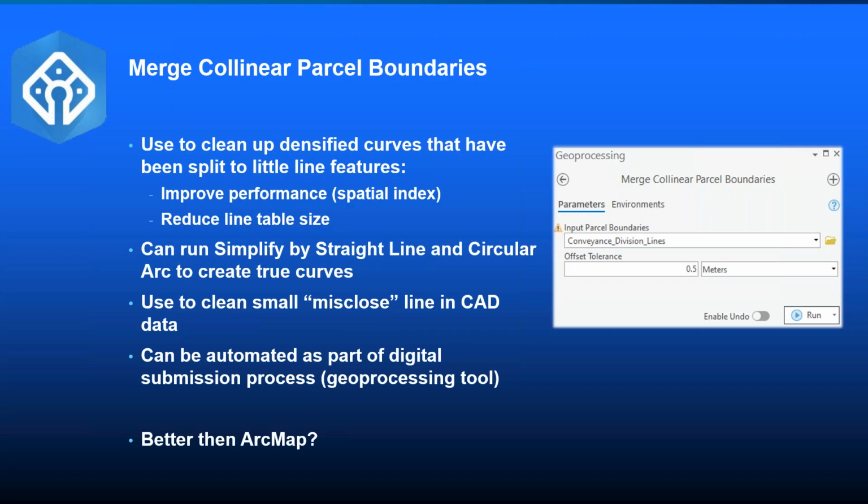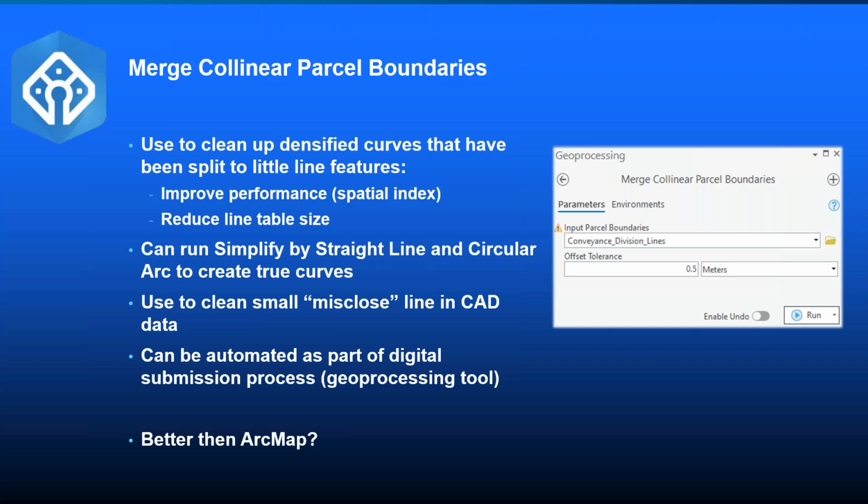Merge Collinear Parcel Boundaries. In ArcMap terminology, that would be Merge Courses. We don't use that terminology anymore, and we don't have line points anymore. But this tool will allow you to merge lines that are collinear to each other. They could be curves as well.